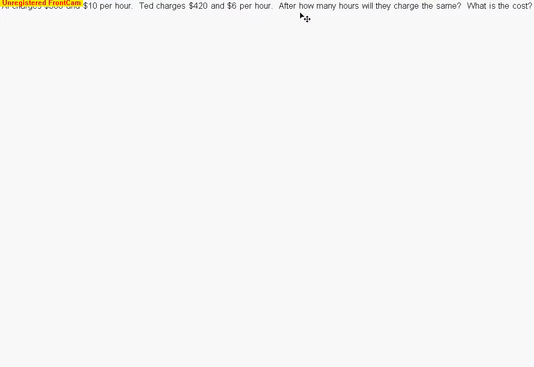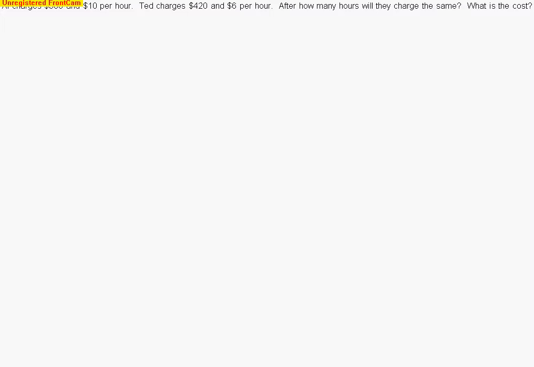After how many hours? Now this is key. It's always important to be able to figure out what the question is, because that helps us figure out what we should put as our variable. So our variable is going to end up being the number of hours it's going to take Al and Ted to charge the same amount. And so let's take a look at what we might end up doing for our problem here.